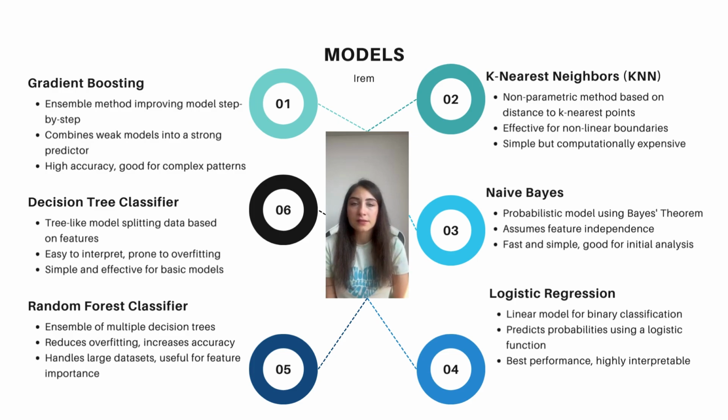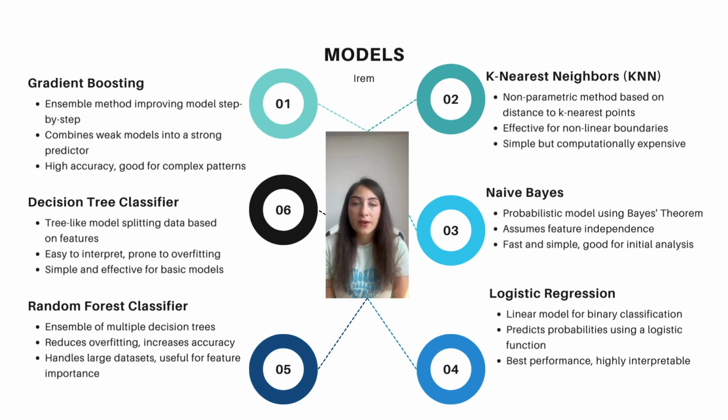Decision tree classifier. A decision tree splits the data based on features, like a flowchart. It's easy to follow and understand. It's especially good at handling data that doesn't follow a straight line. Decision trees can be used on their own or as part of a bigger model like random forest.